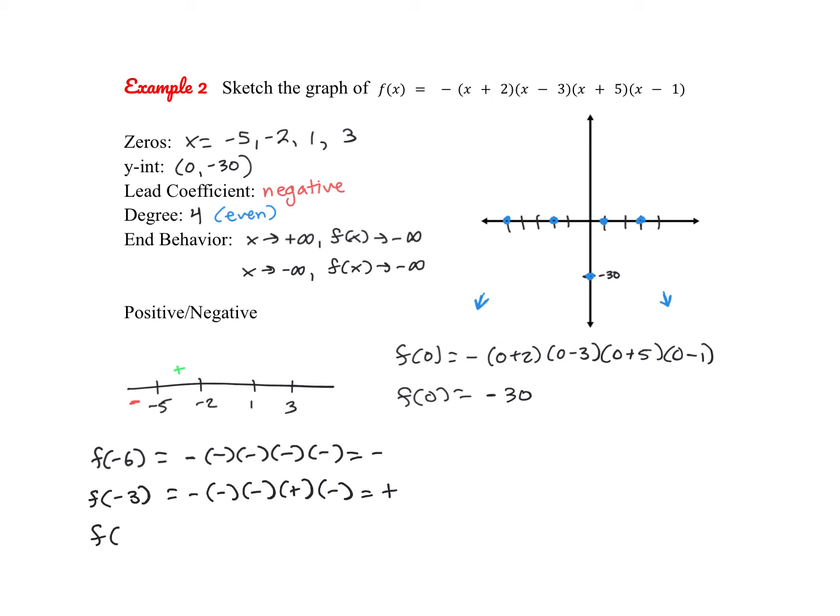If you plug in something between -2 and 1, like 0, the negative is out front. Our first factor will be positive, then negative, then positive, then negative, and this results in a negative.